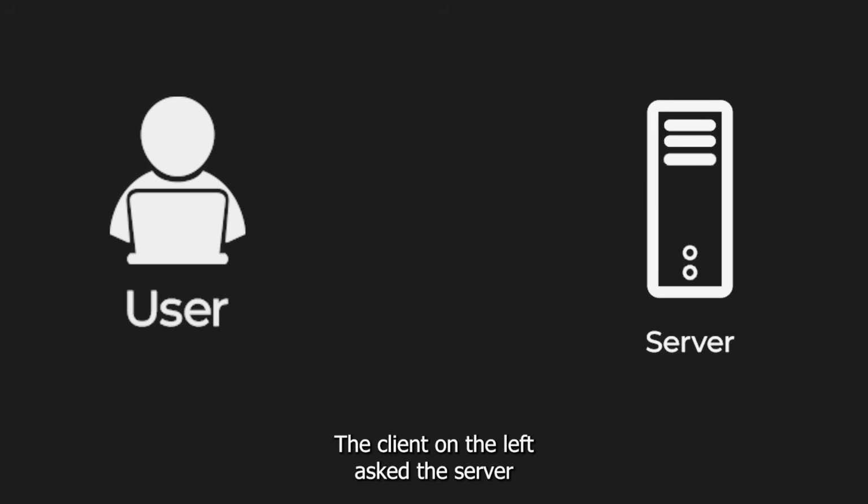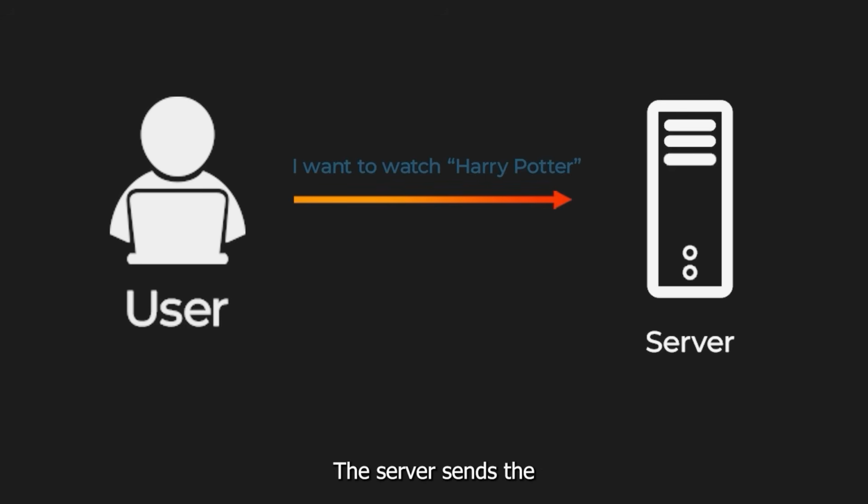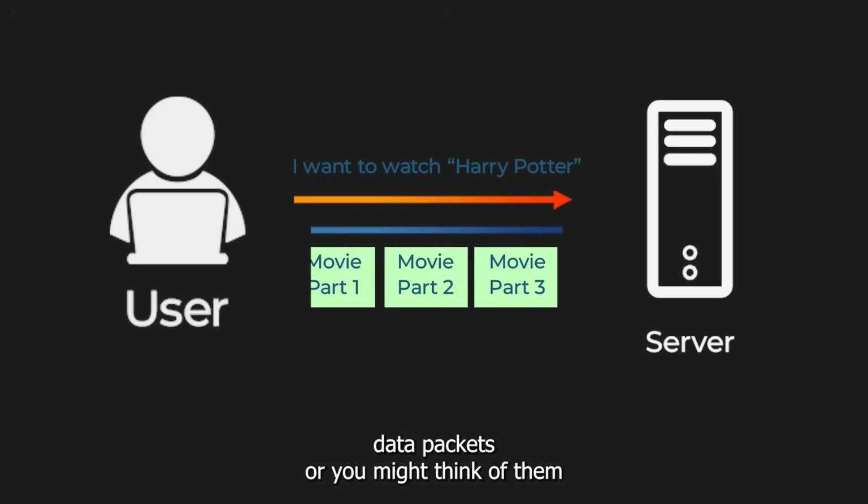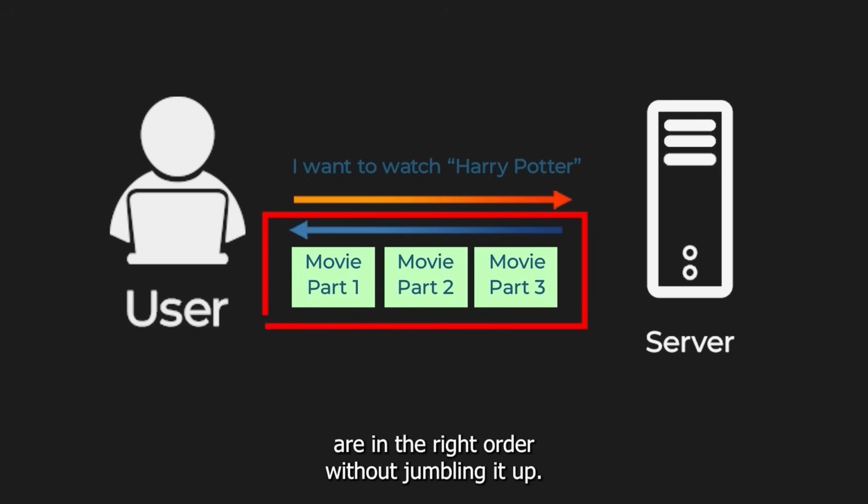Take a look at this diagram. The client on the left asks the server if the server can give the Harry Potter movie. The server sends the data packets, or you might think of them as movie scenes, back to the client. Now, TCP ensures that these scenes are in the right order without jumbling it up.